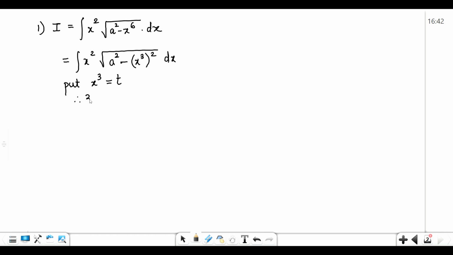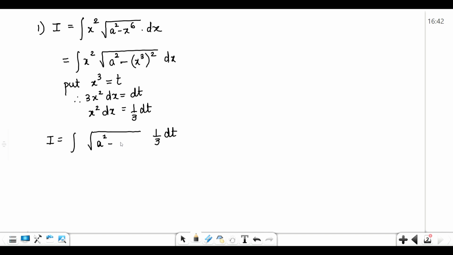Now when you take the derivative, that gives you 3x square dx equals dt. So x square dx can be written as 1 by 3 times dt. So our integration will reduce to 1 by 3 dt, and your integration will come out to be square root of a square minus t square. Now this looks like exactly that form, that is integration of square root of a square minus x square. So we will apply the same formula. You can check it here.